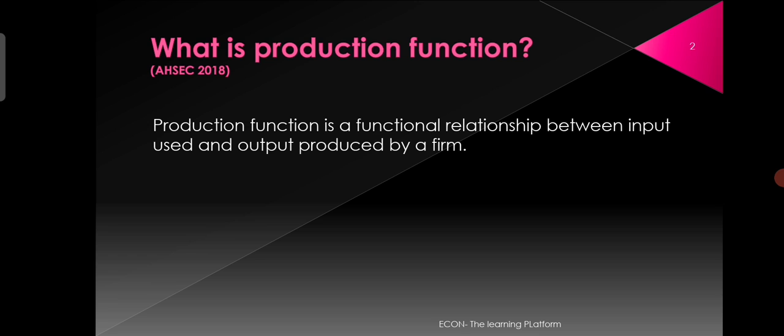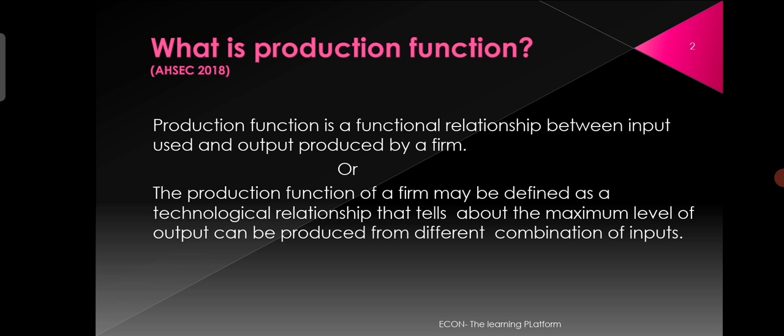So here we can write the answer like that. Production function is a functional relationship between input used and output produced by a firm. Or we can write like that. The production function of a firm may be defined as a technological relationship that tells about the maximum level of output that can be produced from different combinations of input. You can write either this one or this one, because this question, what is production function, carries only 1 mark. Basically, production function is an equation that expresses the relationship between input and output.